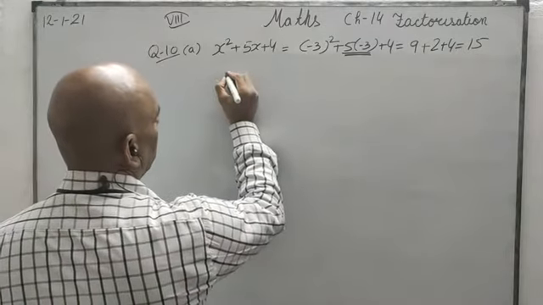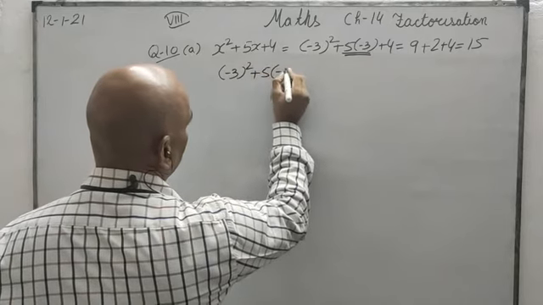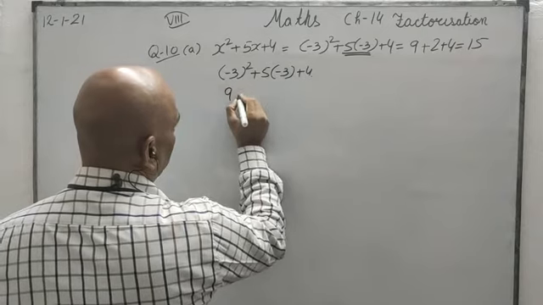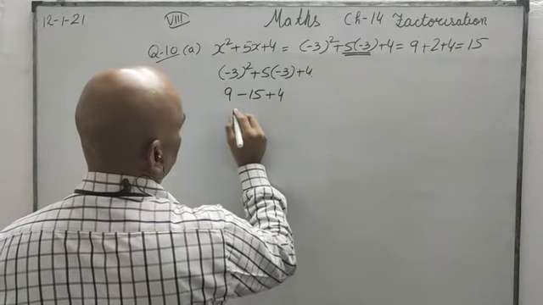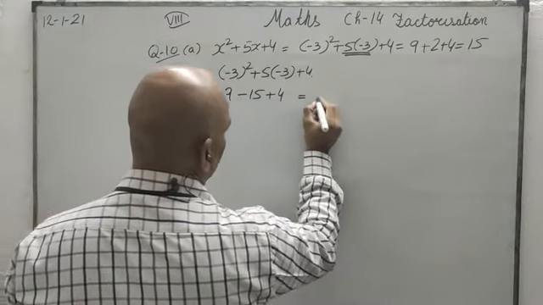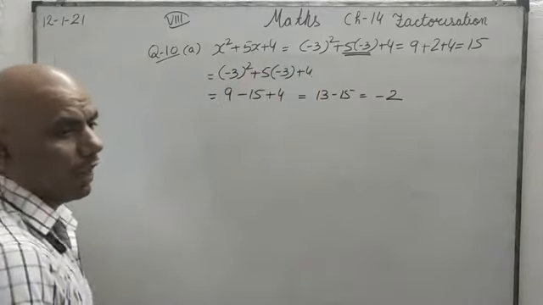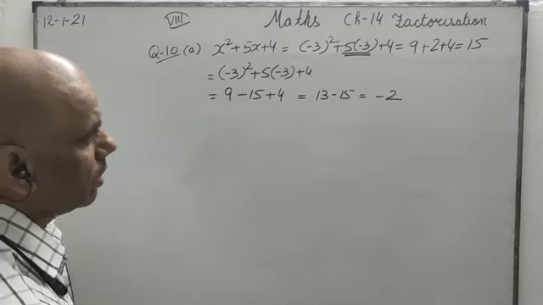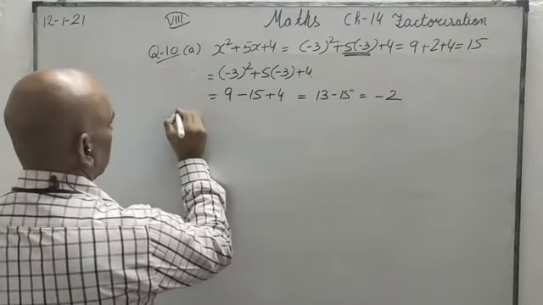It should have been minus 3 square plus 5 into minus 3 plus 4. 9, 5 3s are 15, so it is minus 15 plus 4; 9 and 4 will be added. That should have been 13 minus 15. So the right answer was minus 2 while it is written as 15. So 15 is the wrong answer and negative 2 is the right answer, and here is the mistake.